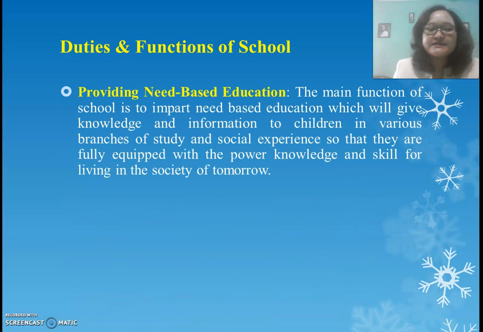The first one we can say is to provide need-based education. The main function of the school is to impart need-based education, which will give knowledge and information to children in various branches of study and social experience so that they are fully equipped with the power, knowledge, and skill for living in the society of tomorrow.